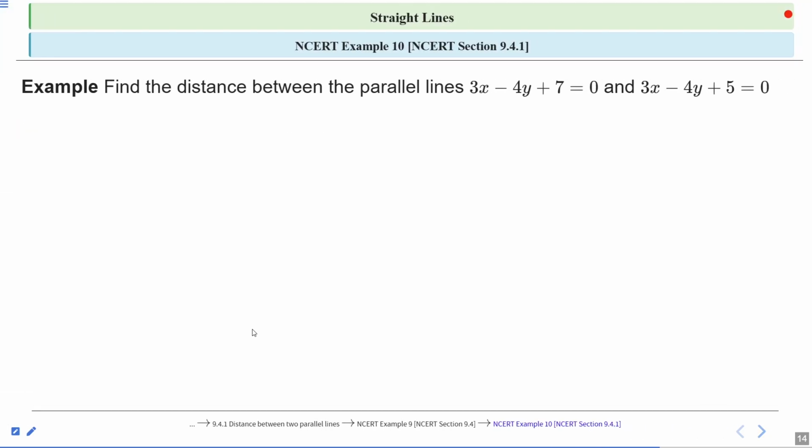Now we will discuss NCERT example 10. In this example, we have to find the distance between the parallel lines 3x - 4y + 7 = 0 and 3x - 4y + 5 = 0. So we are given two parallel lines and we have to find the distance between them. Students, first of all, think about this for a moment. How would you approach it? Calculate the answer of this example first. You have 30 seconds to try to solve this question, then we will provide the solution.